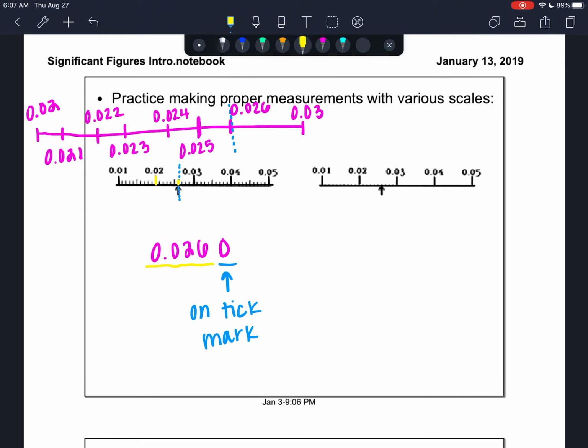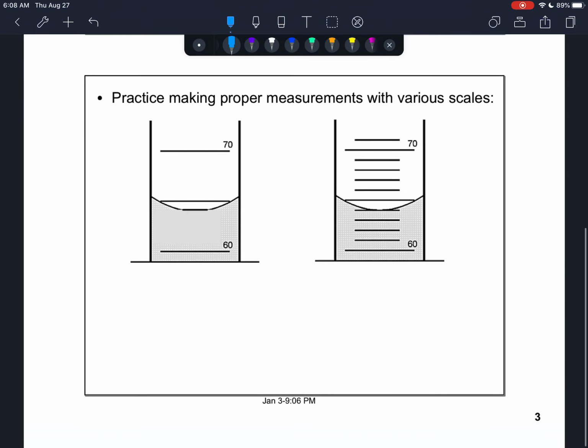Let's try the next one. I know for certain that this measurement is 0.02. But after that, I'm not sure because there aren't any tick marks. So I'm going to mark with a blue dotted line to help me figure out where this is. It looks like it's just past halfway. Just past halfway. So I'm going to say 0.026 because I don't think it's at 0.025. I think it's just past halfway. So the 0.02 is my certain digit and my 6 is uncertain. Go ahead and try this last one without me.